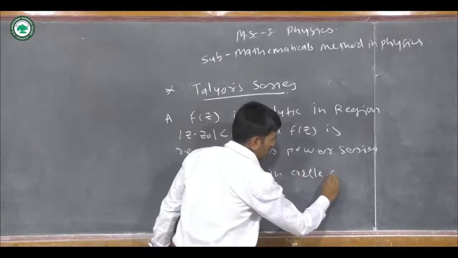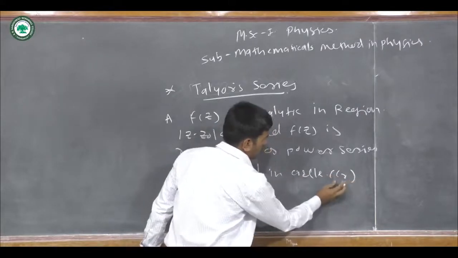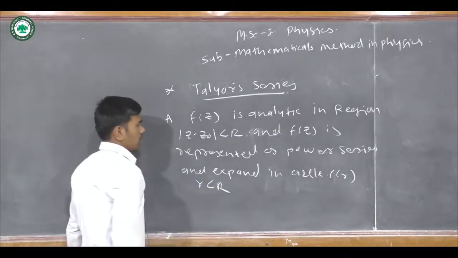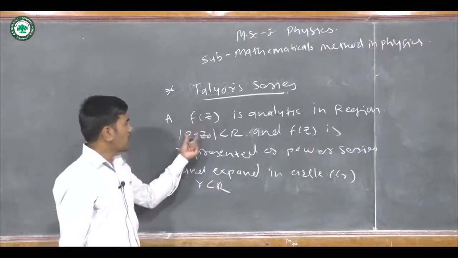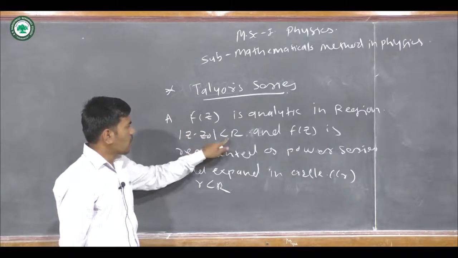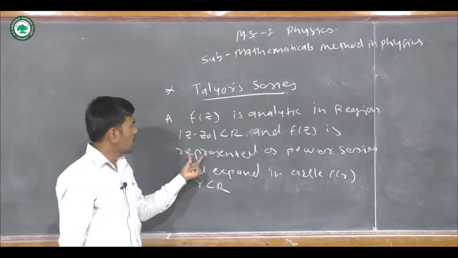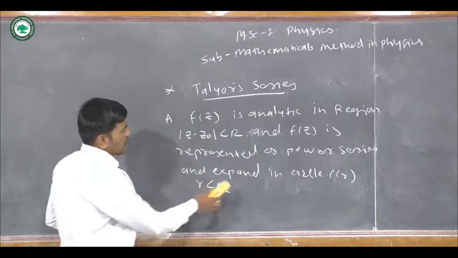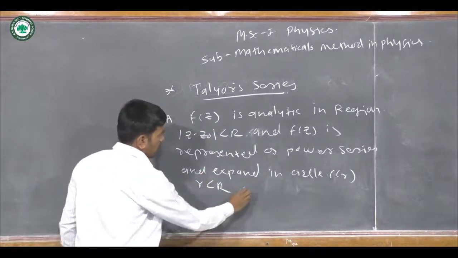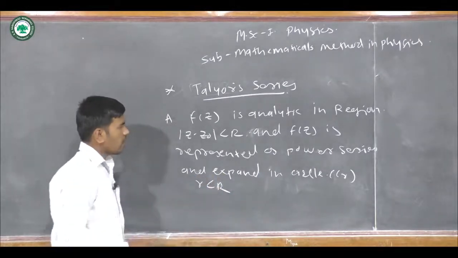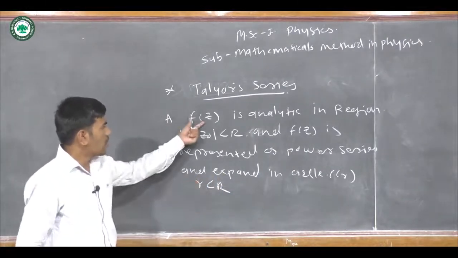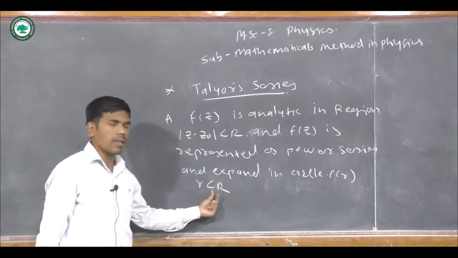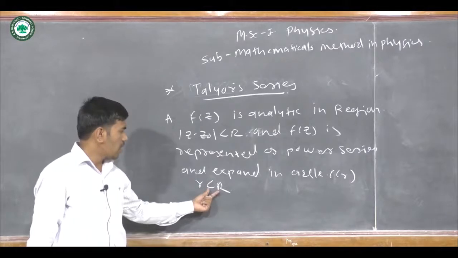Okay, so there is a circle C_r I consider, or the loop C_r, whose radius is less than R. So f of z is analytic in the region |z minus z naught| less than R, and f of z is represented as a power series and expanded in the circle. So f of z converges in this circle where we consider small r less than capital R.